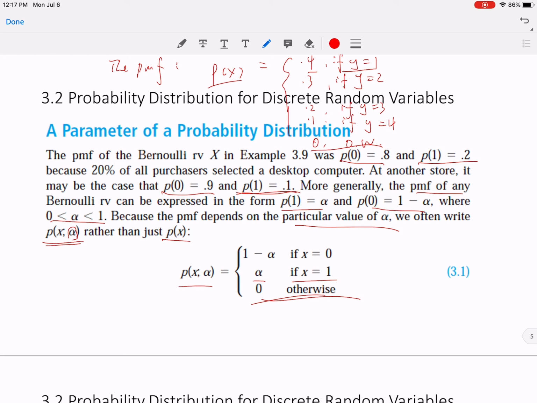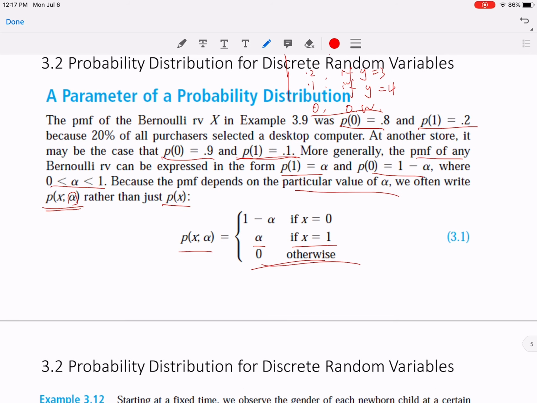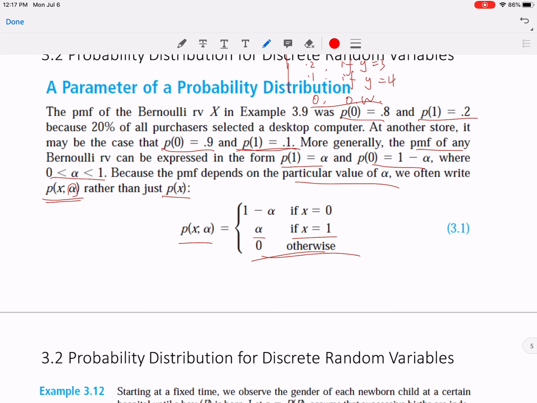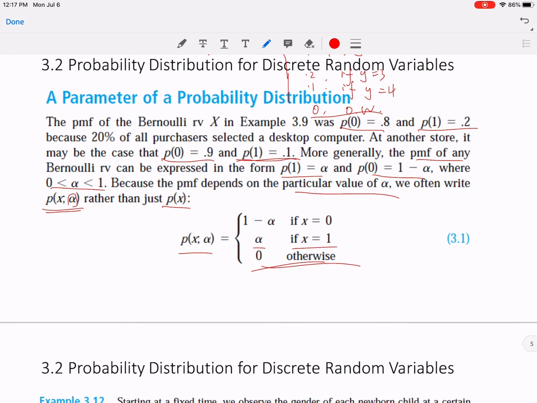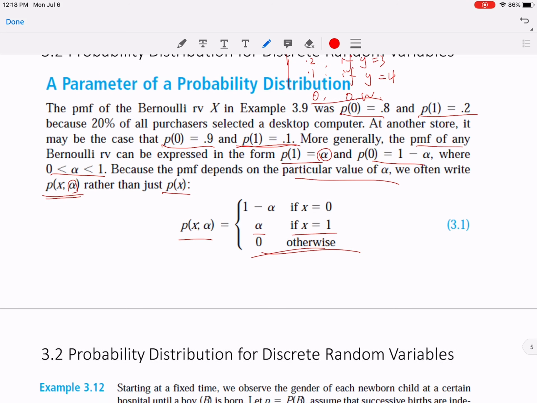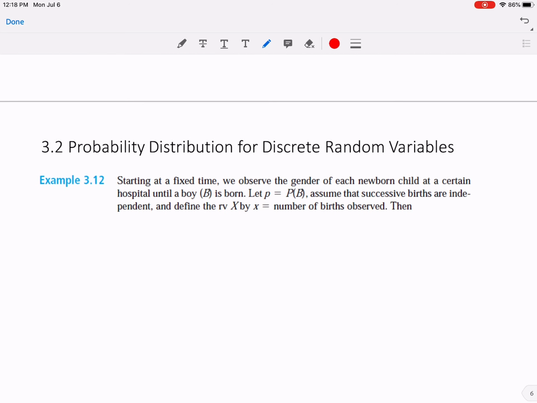I just want to give you the definition of the parameter of a probability distribution. The reason we're talking about it here is that the value of the parameter alpha could be different from different stores of different locations. That's why we just make it general.